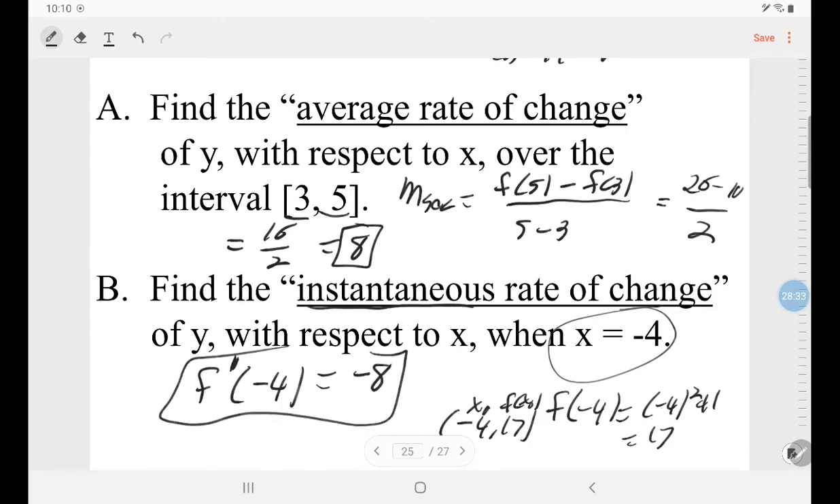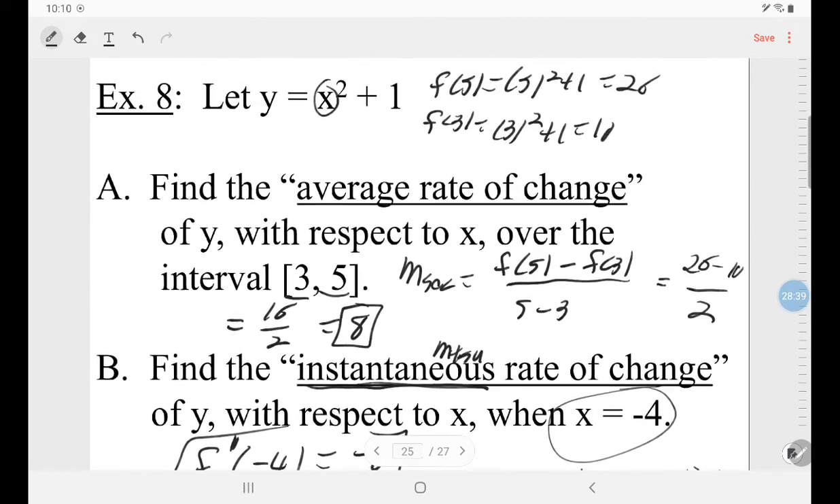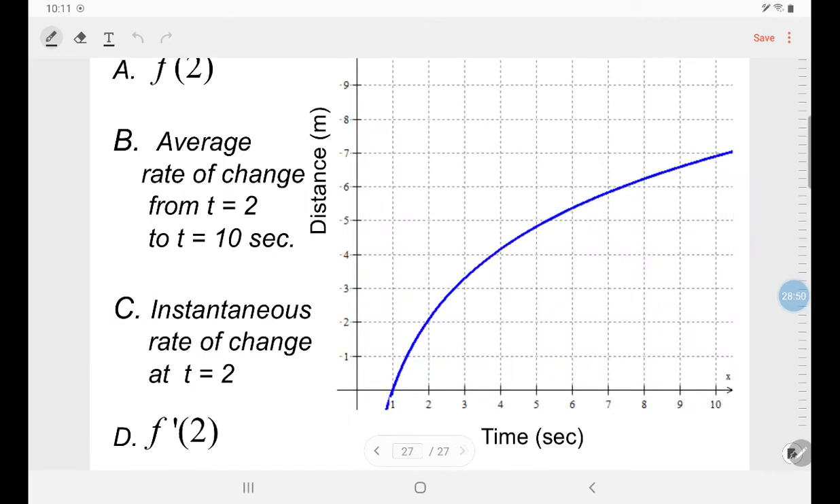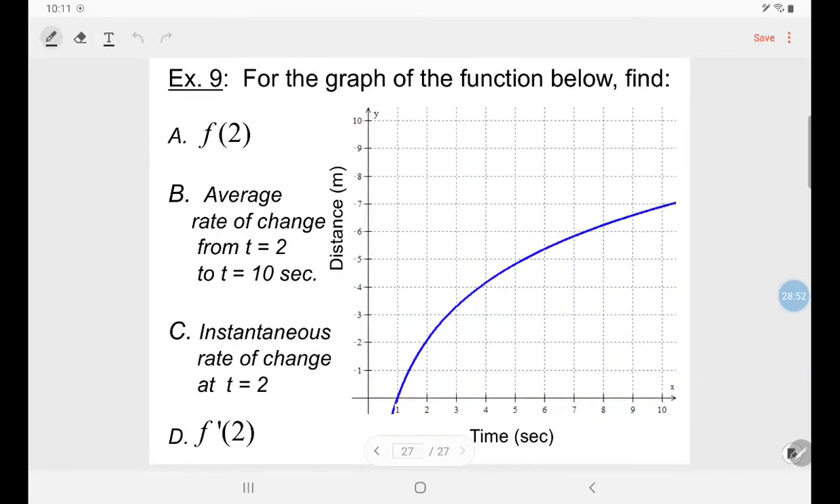And that is my instantaneous rate of change. So instantaneous, tangent slope, average rate, secant slope, the stuff you learned how to do in your Algebra 1 and Algebra 2 classes. Okay. Let's finish it with some graphical representations here.